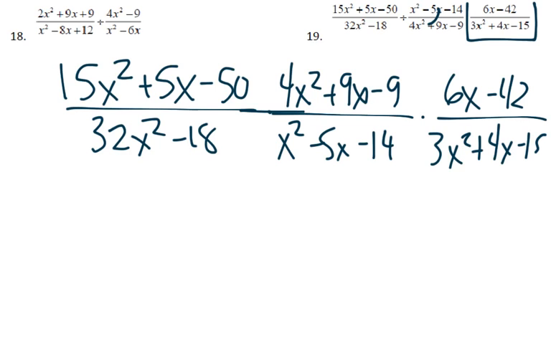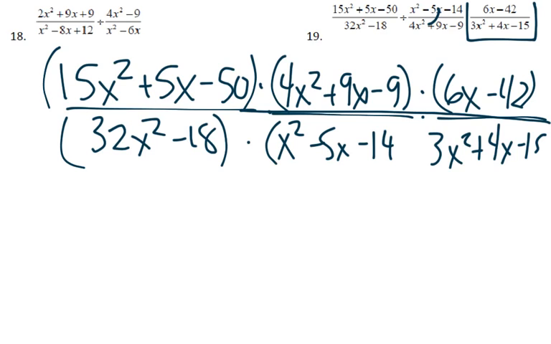Now, they're all multiplied, so think of it as one fraction, and think of these pieces as being multiplied. Because then all we're going to do is simplify every single piece, and from there, we'll see what we can cancel.